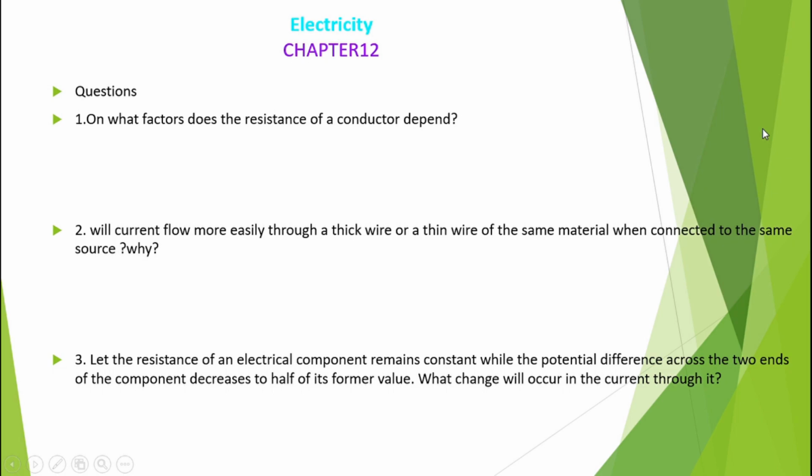Okay, some questions we will do. On what factors does the resistance of the conductor depend? R is equal to rho into L by A. So that means resistance is dependent on resistivity rho, length of the wire, and cross sectional area A, and also on temperature.